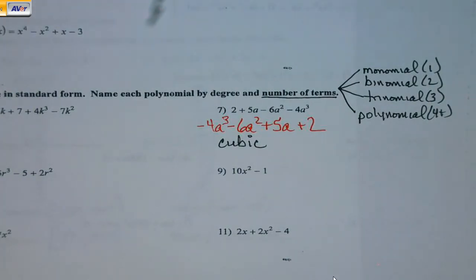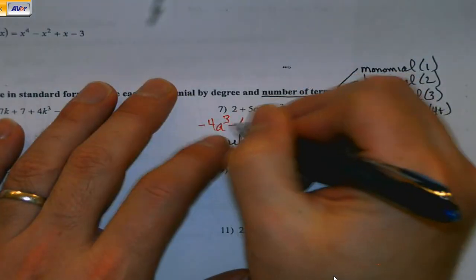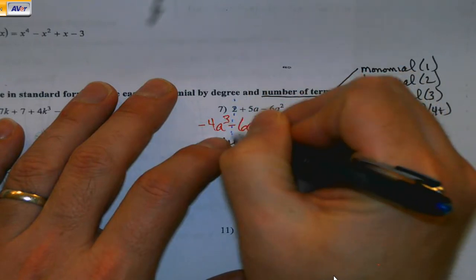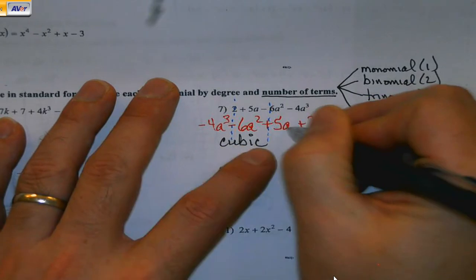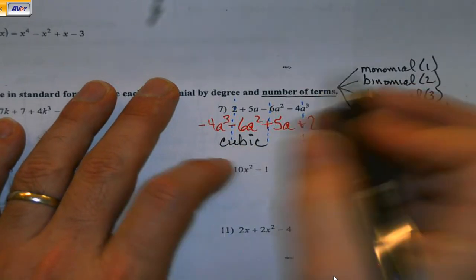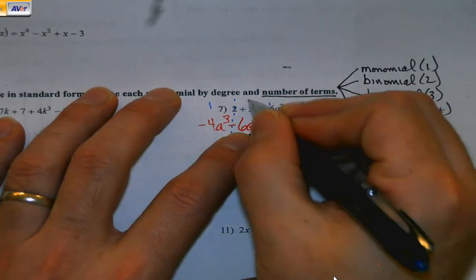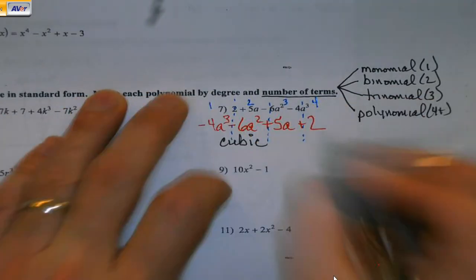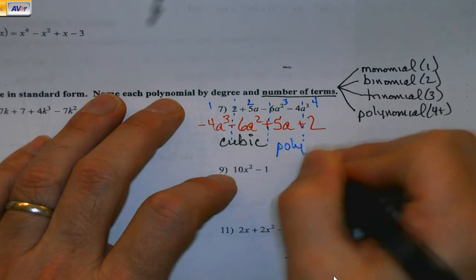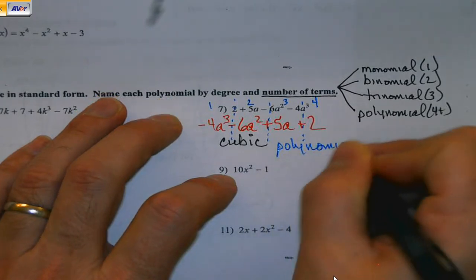And then you're like, okay, so how do I tell the number of terms? Every time you see an additional plus or minus between things, that's when terms separate. So like here, I got negative 4a to the third. Now I see a minus here, okay, so that separates. 6a squared. There's another one. Plus 5a plus. So I've got 1 term, 2 terms, 3 terms, 4 terms, which makes this a polynomial.